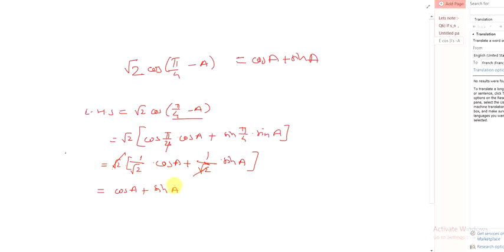And what is this? This is our required RHS. Therefore we can write that RHS is cos A plus sin A. Now we will see the next results in the next lecture.